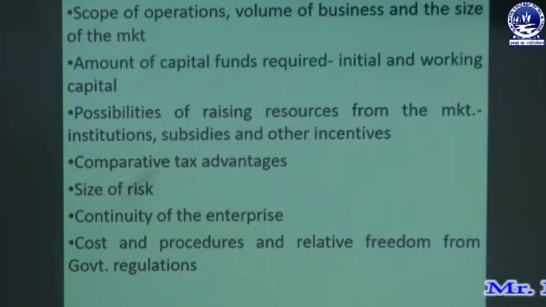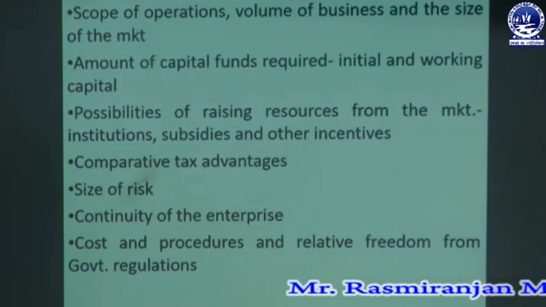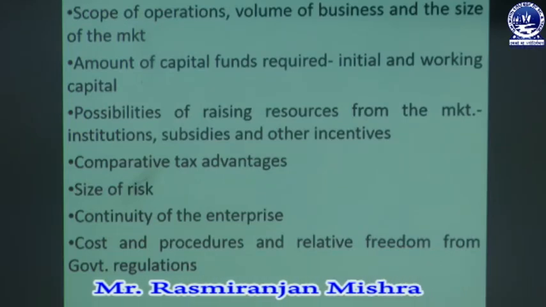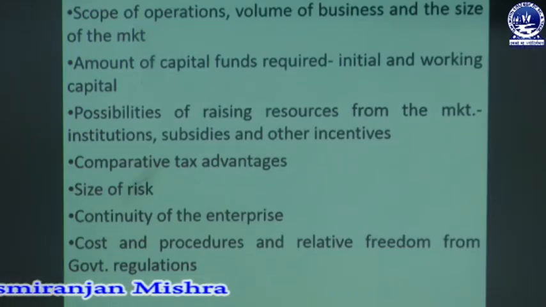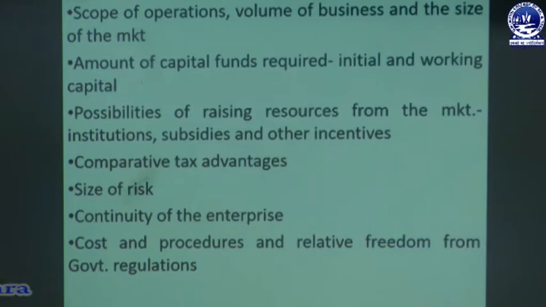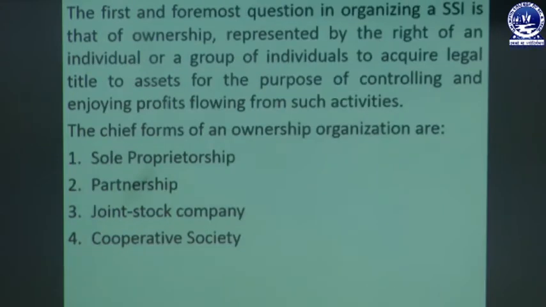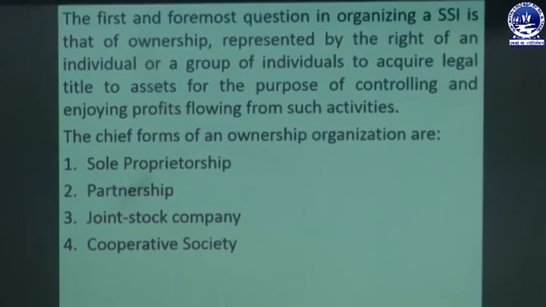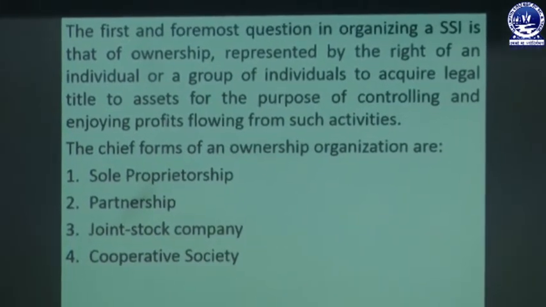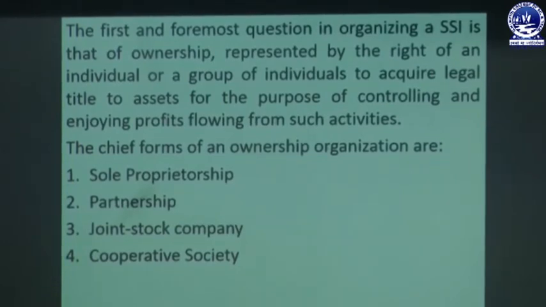Then what is the amount of risk involvement or risk bearing capacity. Next, continuity of the enterprise. Next is cost and procedure and relative freedom from government regulation. So these are the various factors that should be considered by the entrepreneur at the time of selecting the enterprise, or before deciding on the form of organization.